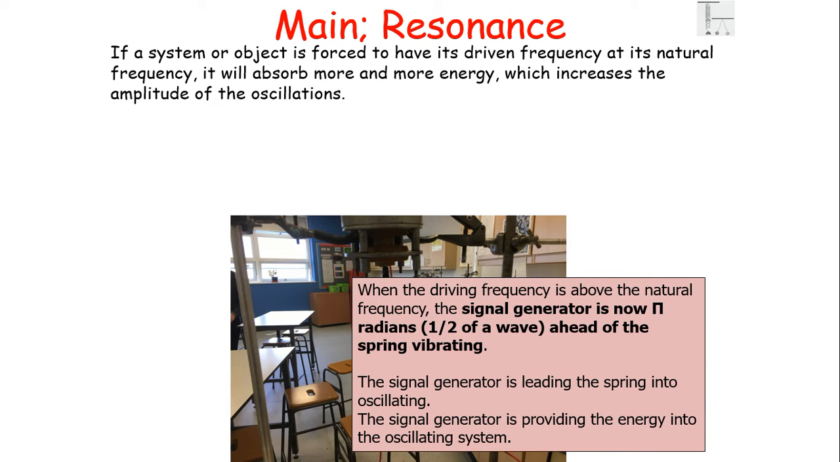Now, eventually, if we increase the driving frequency higher and higher above the natural frequency, then the driver is now pi radians, half a wave, ahead of the driven. So in this example, the signal generator is pi radians ahead of the spring. So this again has to be ahead of it because the signal generator is leading the spring into oscillations. The signal generator is providing energy into the spring to oscillate, so it's got to be ahead.